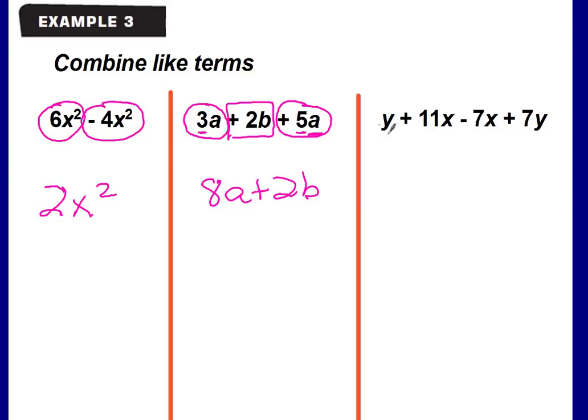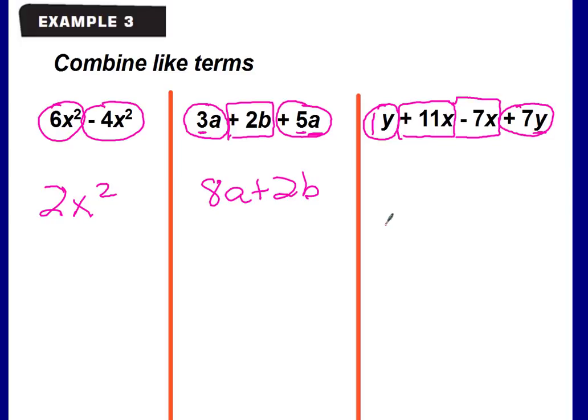And our last example, y plus 11x minus 7x plus 7y. So I'm going to start with my y. And remember, the coefficient is an invisible 1 because there's one y. Do I have any other y's? Yes. I have a 7y. It's a positive 7y. So I'm going to keep the same shape, a circle. Now I go on, my next variable is an x. So I'm going to put a square around it. Different shape because it is a different variable than the y. Do I have any other x's? I do. I have a negative 7x. If you'll notice, they both have the x variable and both of them are to the power of 1.